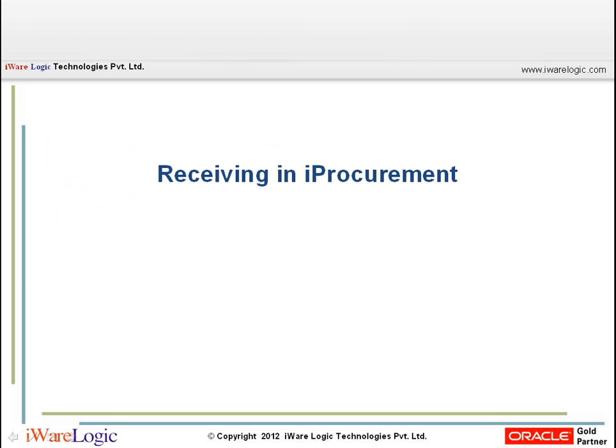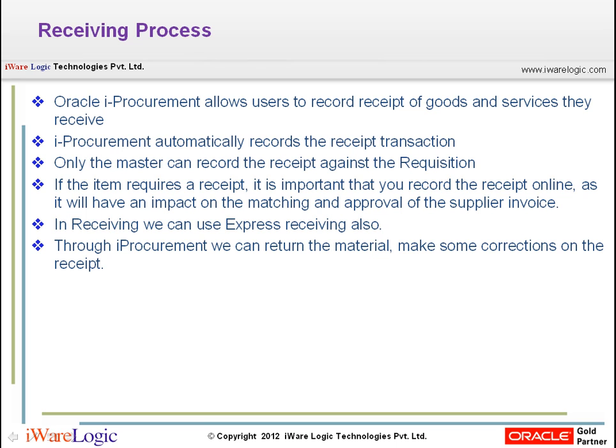Now let us discuss receiving in iProcurement. Oracle iProcurement allows the user to record the receipt of goods and services they receive. iProcurement automatically records the receipt transactions. Only the requester can record the receipt against the requisition. If the item requires a receipt, it is important that you record the receipt online, as it will have an impact on the matching and approval of the supplier invoices. In receiving, we can also use express receiving, and through iProcurement we can return the material and make some corrections on the receipts.